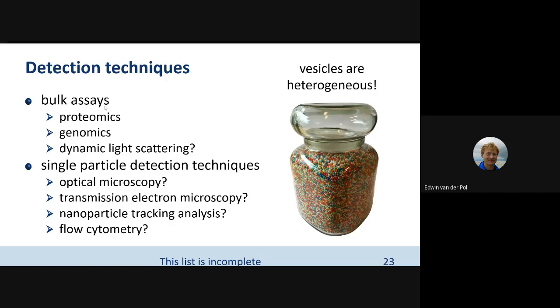So if you apply a bulk assay, it needs to be incredibly sensitive. If you want to apply a single particle detection technique, it needs to be incredibly fast. So it's a bit of a competition between sensitivity and speed. Which one is better? Generally, in hospitals, bulk assays are much more frequently used, not for vesicle detection, but other assays, because they are cheaper. Let's discuss these techniques in detail.